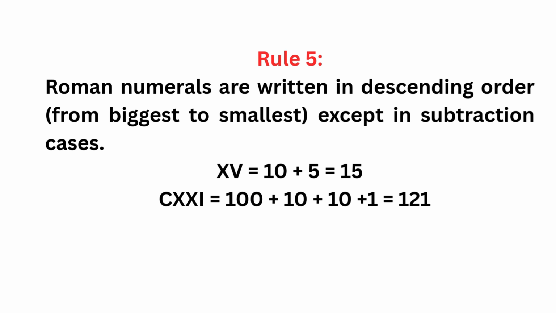Rule 5: Roman numerals are written in descending order, from biggest numeral to smallest numeral, except in subtraction cases. In cases where you find it the other way around, from smallest to biggest, you know it's a case of subtraction. Looking at the examples below, XV gives 15. CXXI: C is 100, X is 10, X is 10, I is 1. You see they are arranged from biggest to smallest. CXXI gives 121.